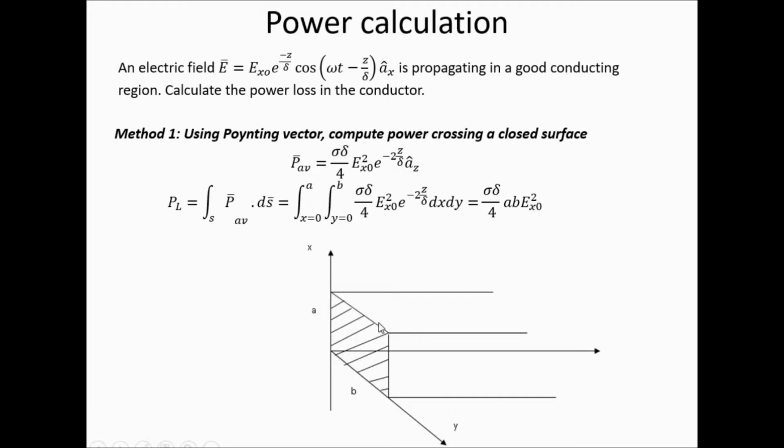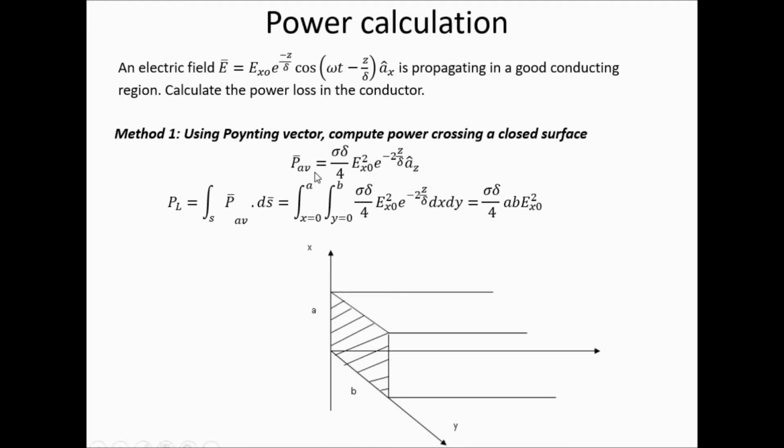To calculate the time average power, we need the expression for the electric field. So let us assume the electric field expression is given like this. You see the power is flowing in the z direction because of the wave expression. From this expression you see the wave is moving in the z direction. So we need to find the time average power.